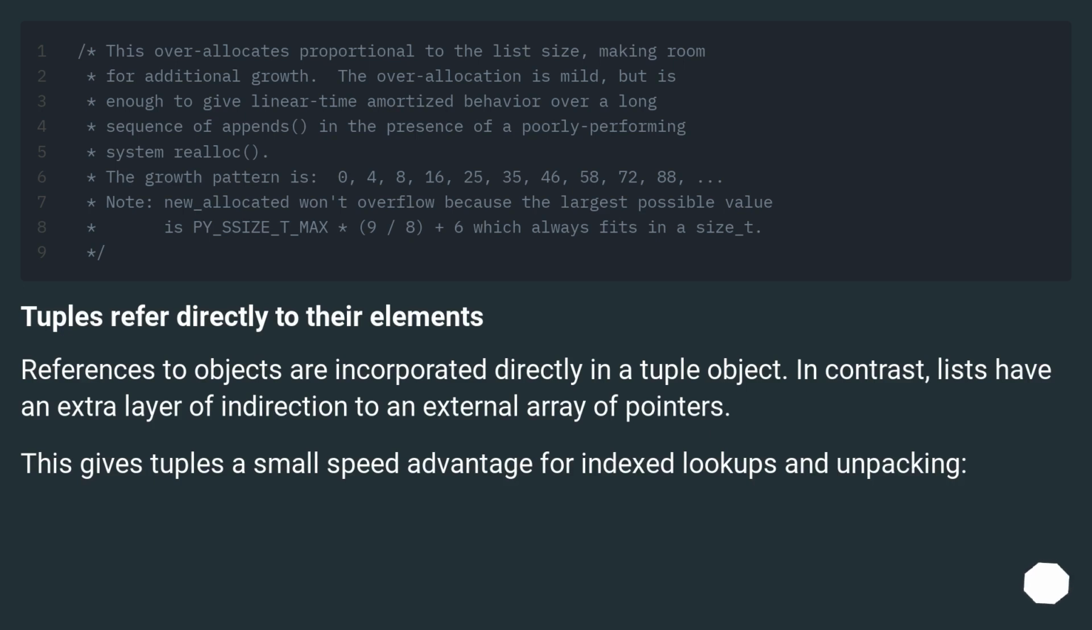Tuples refer directly to their elements. References to objects are incorporated directly in a tuple object. In contrast, lists have an extra layer of indirection to an external array of pointers. This gives tuples a small speed advantage for index lookups and unpacking.